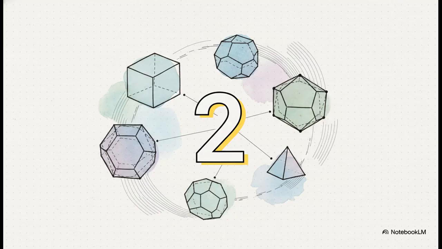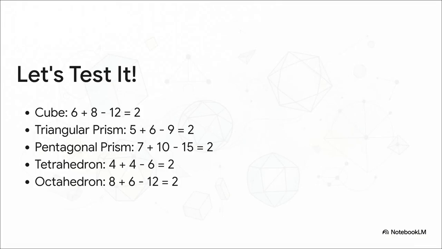That's it. It's not some crazy, complicated equation. It's just the number 2. It's so simple, but it's incredibly powerful. It doesn't matter how big or small the shape is or how complicated it looks. As long as it's a polyhedron, the answer is always 2. But hey, don't just take my word for it. Let's put it to the test. For our cube, 6 plus 8 is 14. Minus 12 equals 2. It works.